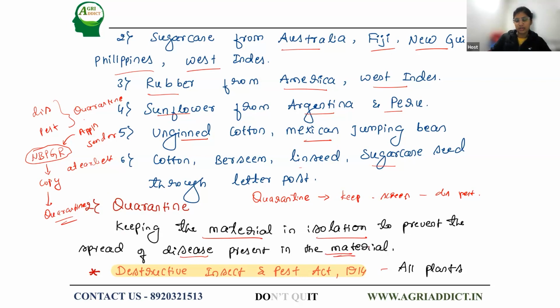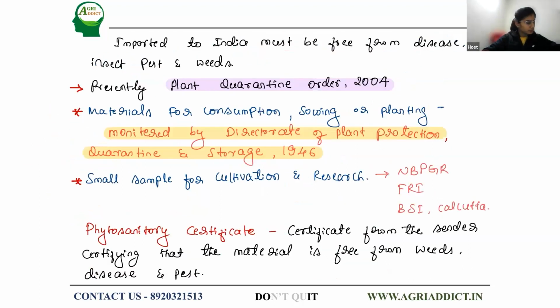Which are the agencies concerned with quarantine? Have you heard of the Destructive Insects and Pests Act? It came in 1914. The act says that all plants imported into India must be free from disease, insect pests, as well as weed seeds. Presently this act is known as the Plant Quarantine Order. It was amended in 2004.